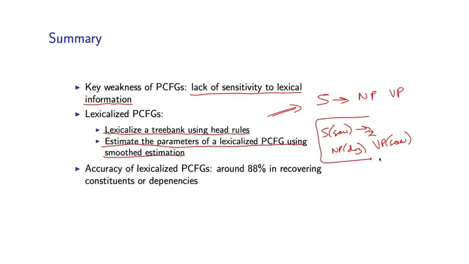So we have a very large number of rules of this form that poses challenges to parameter estimation, but we can use smoothed estimation techniques to come up with robust estimators for these kind of rule parameters. Finally, in terms of accuracy of these PCFGs, it's around 88% in recovering constituents or dependencies. And as we saw, the core sentential structure, core grammatical relations like subject-verb and verb-object are recovered with quite high accuracy. Cases such as prepositional phrase attachment are still fairly challenging.